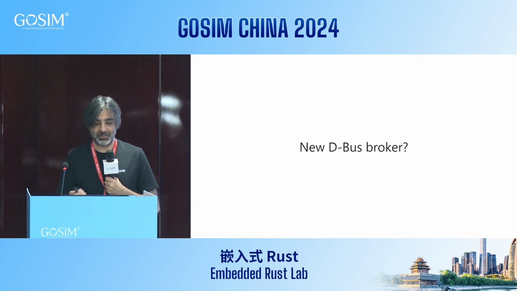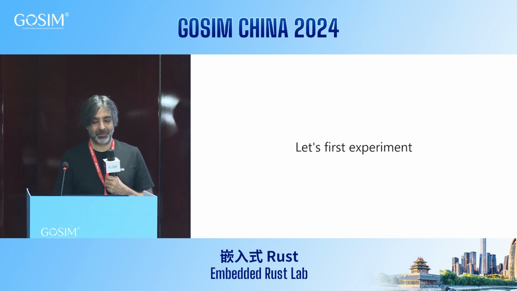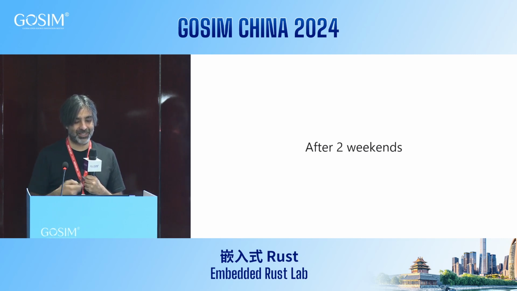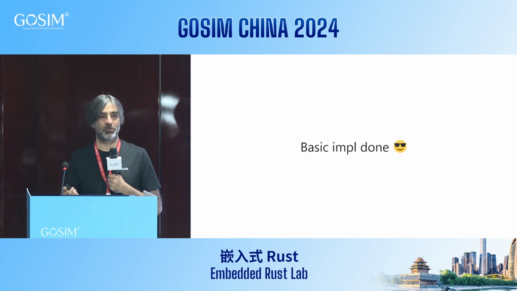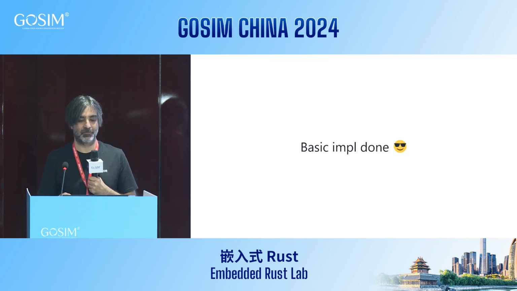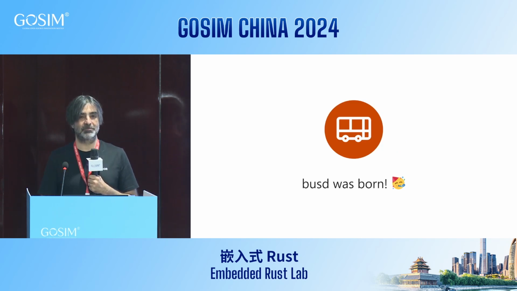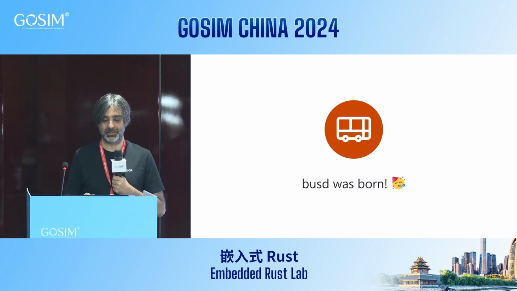So I was thinking, should we maybe do a new D-Bus broker in Rust? And I was like, okay, let's do an experiment, right? That's how Zbus started. So I spent like 2 weekends on it, and I had the basic implementation done. It was all working with all the basic stuff. We have a lot of tests in Zbus, and most of them were actually passing already with this. So that was very encouraging that, okay, there might be something to it. So that's how this project was born, BuzzD, which is a modern D-Bus broker written in Rust.